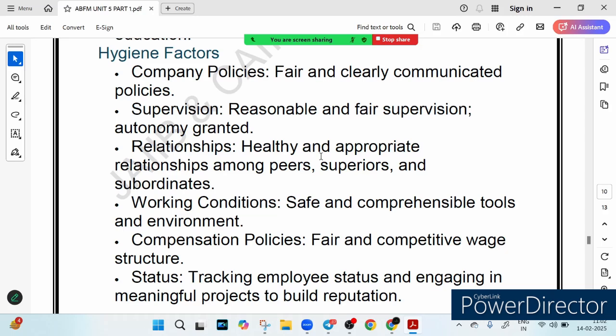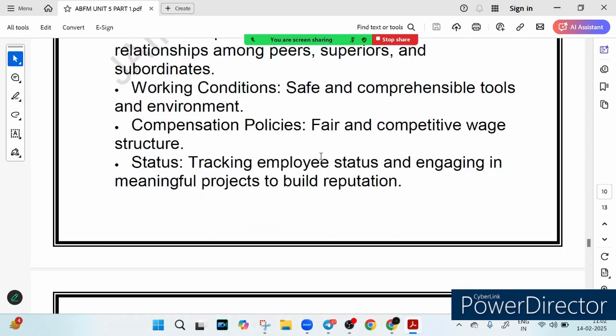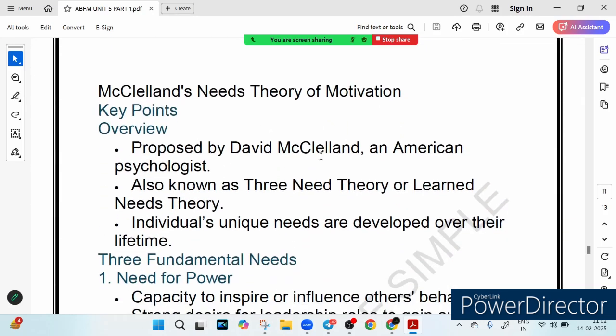So if you ever feel demotivated, ask yourself, is it because of a missing motivational factor, or is it a bad hygiene factor pulling you down? So what do you think? Which factor plays a bigger role in your motivation? Share your thoughts in the comments. Is it hygiene factor or is it motivational factor? So that is all about this Herzberg theory.